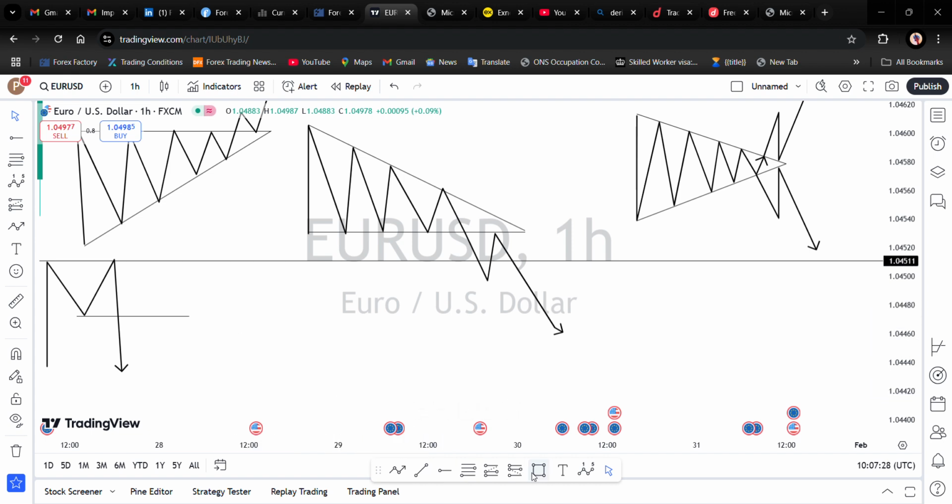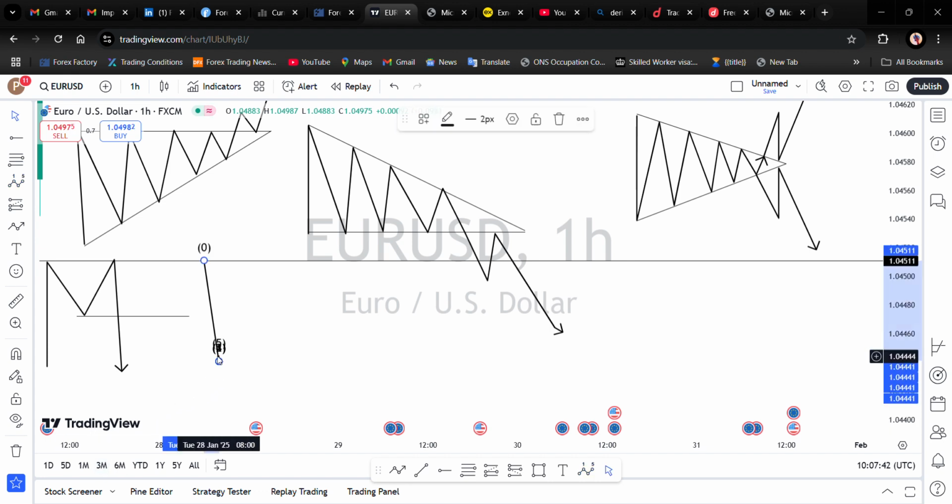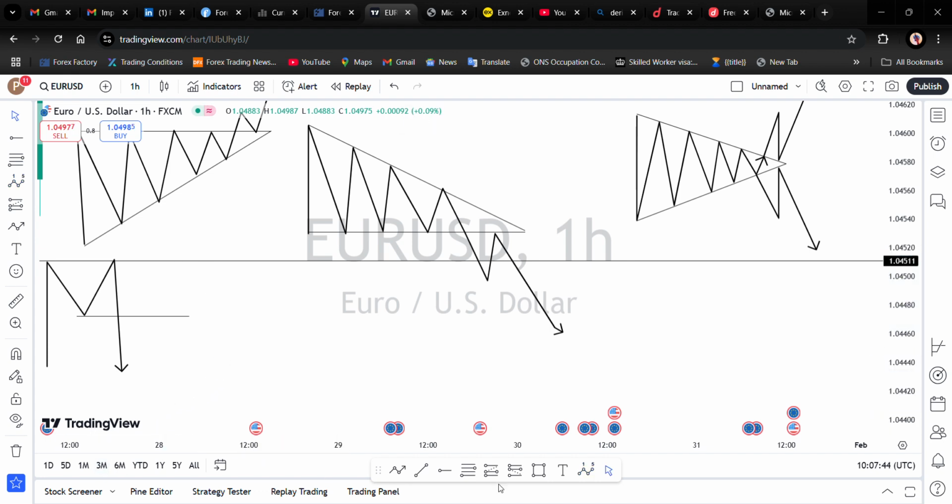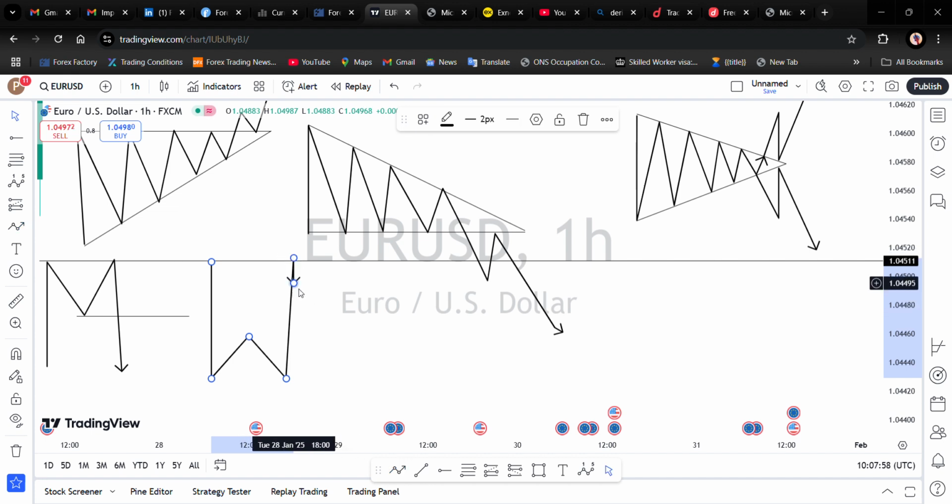Then we have what we call the double bottom, which is the opposite of the double top. It's just the opposite and reverse of what that one does. So I believe we understand this already. So that's all about that.